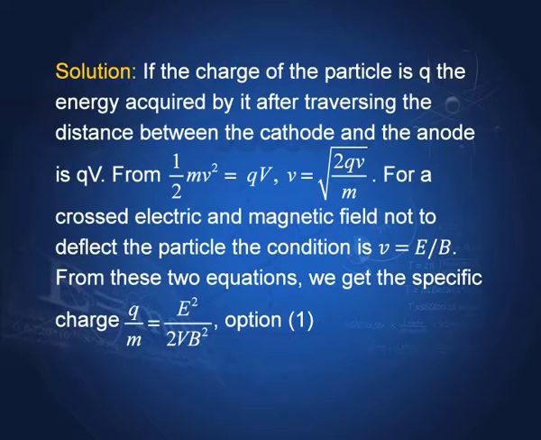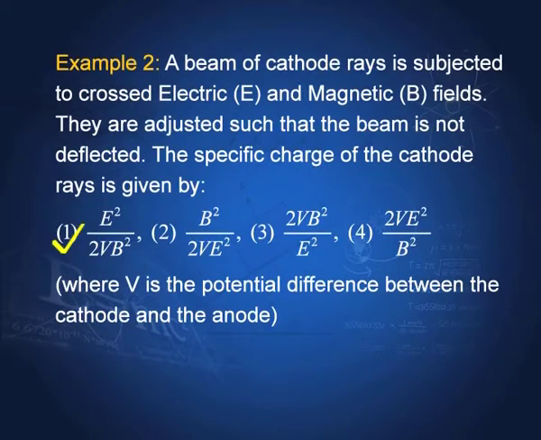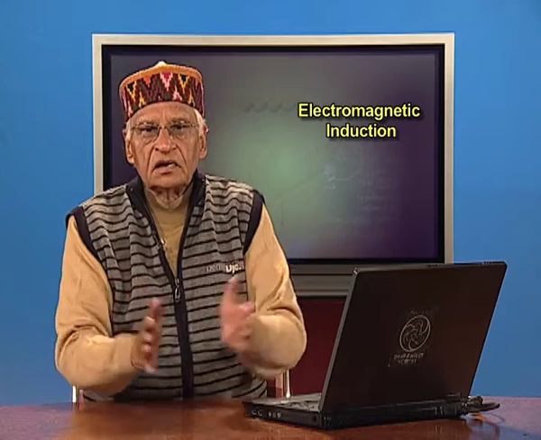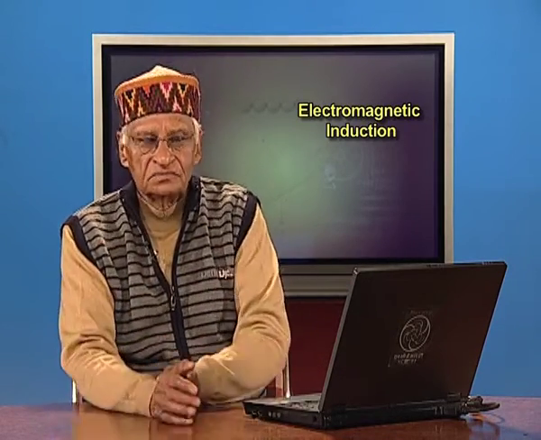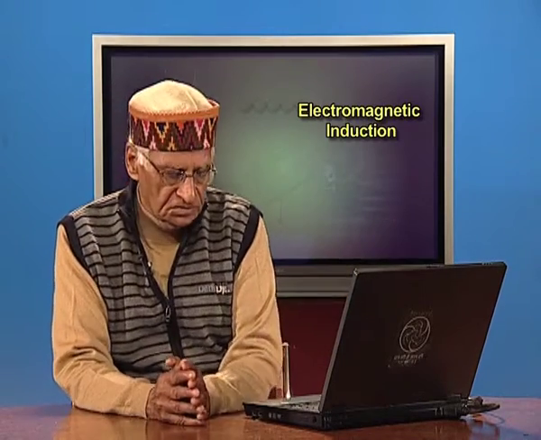So, there is a condition that if there is no deflection, then the particle condition is V equal to E by B. From these two equations, V equal to E by B and V equal to this, you can get Q by M, and Q by M turns out to be E squared by 2V B squared, which is option 1. All these laws we have already learned, and we are going to apply them to various problems.